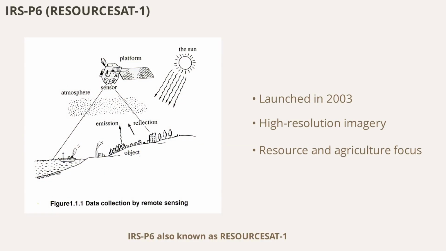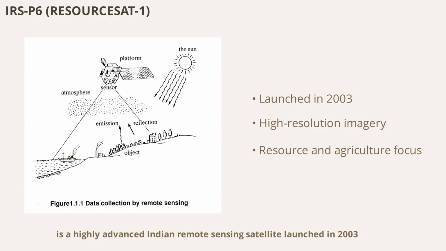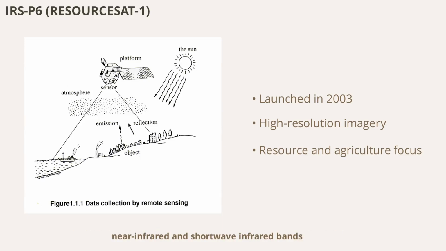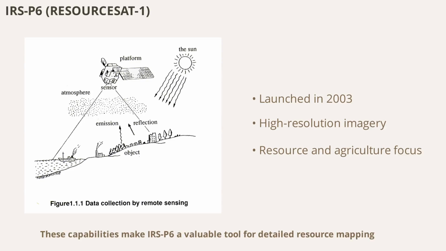IRS-P6, also known as RESOURCESAT-1, is a highly advanced Indian remote sensing satellite launched in 2003. It carries the LISS-IV camera, which provides high-resolution imagery in 3 spectral bands and supports stereoscopic imaging. The LISS-III and AWiFS sensors offer additional coverage in visible, near-infrared, and shortwave infrared bands. These capabilities make IRS-P6 a valuable tool for detailed resource mapping, agricultural monitoring, and environmental studies.